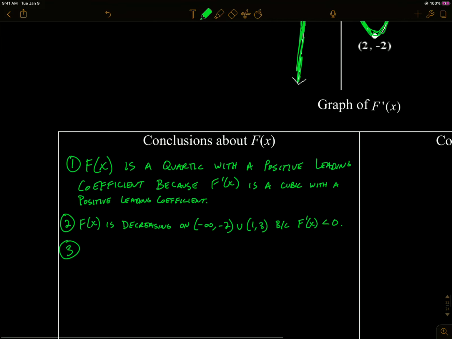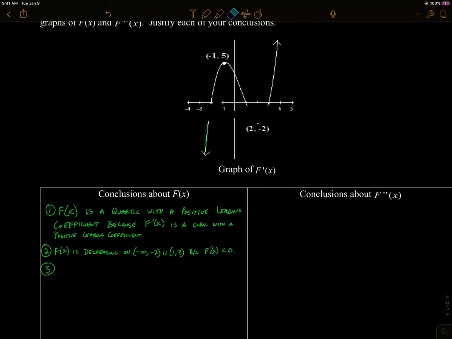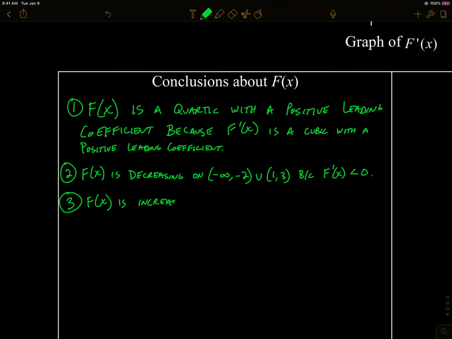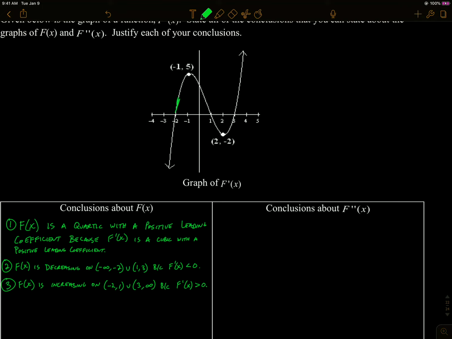Number 3. We know the vice versa, right? So f of x is increasing on the interval -2 to 1 union 3 to infinity because f prime of x is bigger than 0. So if I look at the spots where f prime of x is positive, those are the intervals on which f of x is increasing.